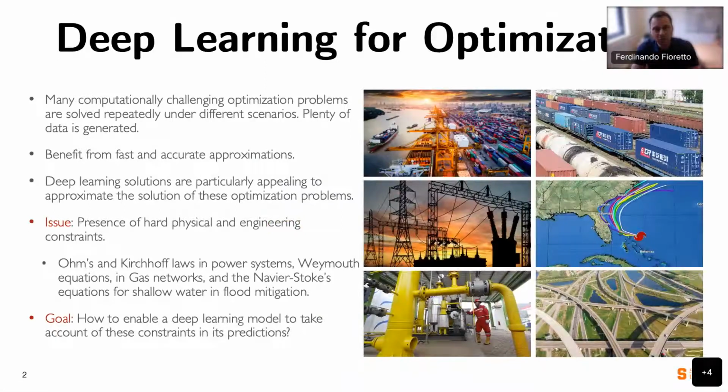Part of my work has been focusing on how to use machine learning and AI to solve complex optimization problems, especially in the context of critical engineering systems, including power networks, gas networks, and supply chain systems. Deep learning seems particularly suitable to learn to approximate solutions to these hard optimization problems, because it can capture nonlinearities, and we can exploit the learned representations to deliver very fast approximations of the original problems.